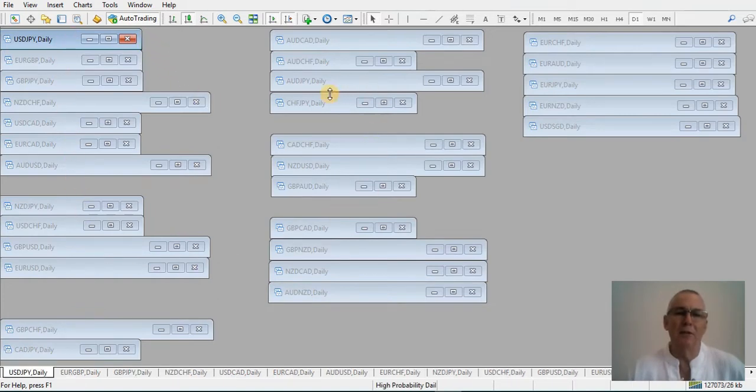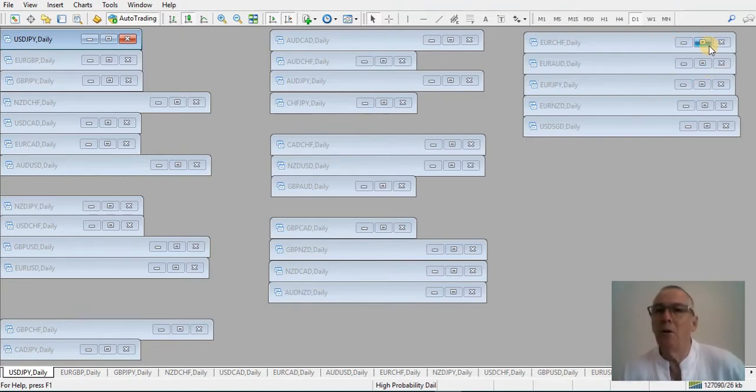So like usual, here's all the pairs I'm trading. If I've done something on them, I move them over to the right here, which is why there's gaps everywhere. And if they're extended like this, that means there's an open trade on those particular pairs. So the ones that are small, no trade. So let's have a look.